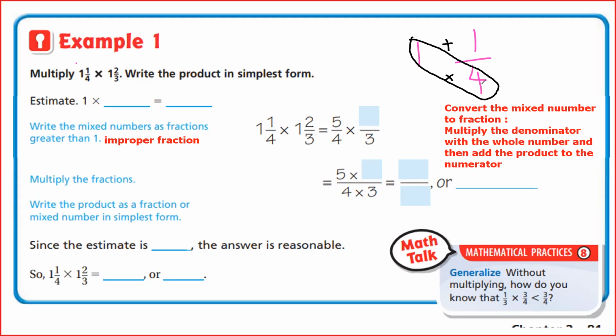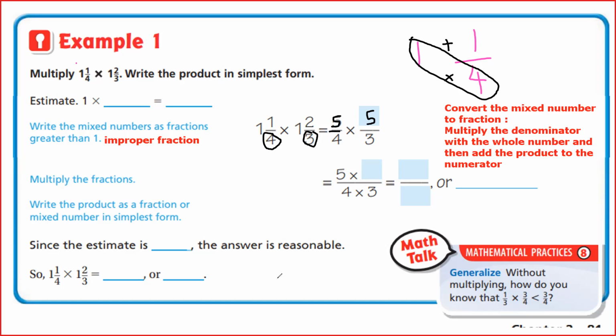So in this case, 4 times 1 is 4, plus 1 is 5. So you write 5 over the same denominator, so it will be 5 over 4. The next one, 3 times 1 is 3, plus 2 is 5. So now it's 5 over the same denominator, which is 3. So now I have converted the mixed numbers to fractions.